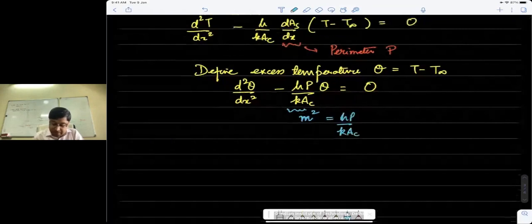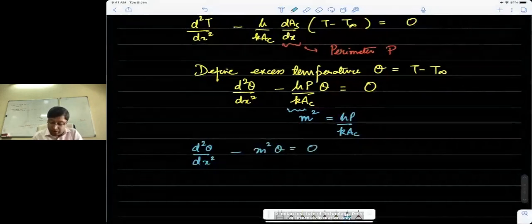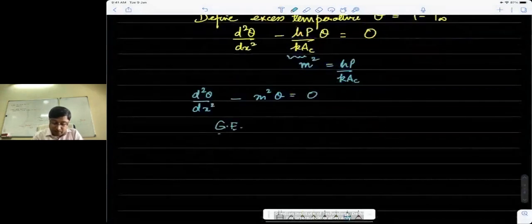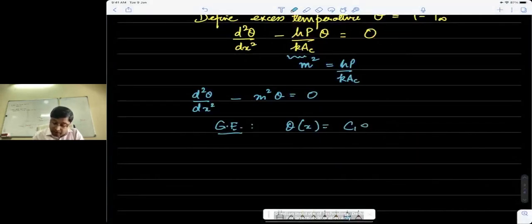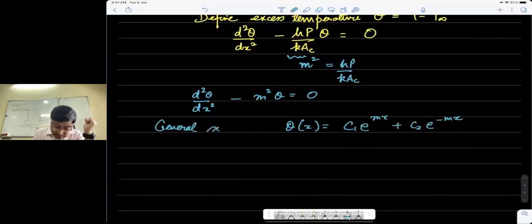And the reason for writing that is, I hope you have done this in the first year mathematics differential equation course, that now I can solve this equation, d2 theta dx square minus m square theta, quite easily, because I know the general solution to this equation is in the form of some coefficient c1 times e to the power mx plus c2 e to the power minus mx. That would be the general solution to this problem.